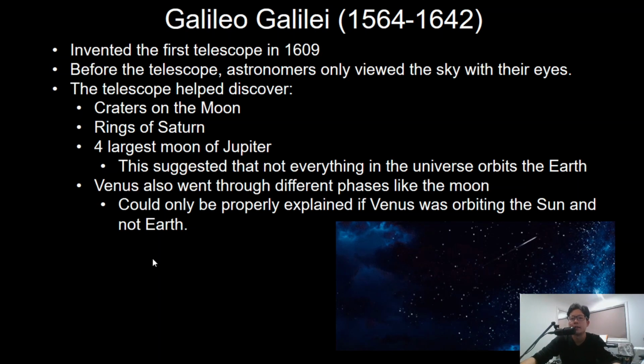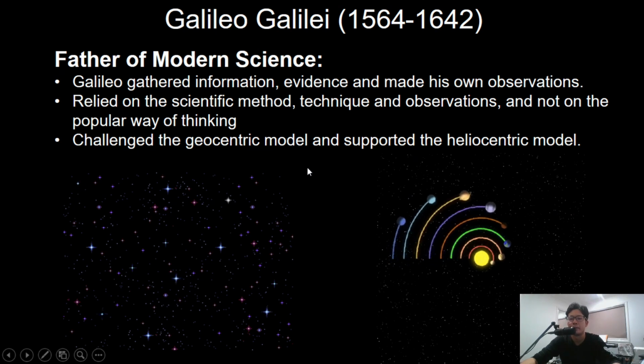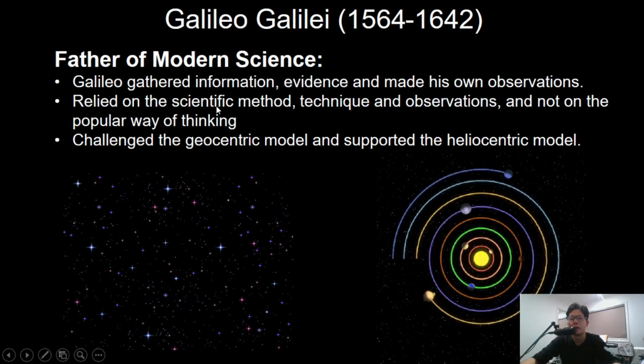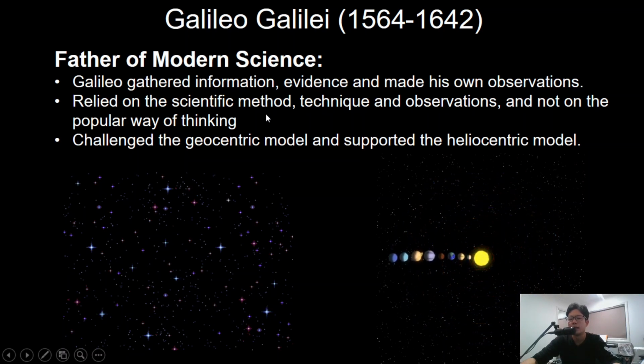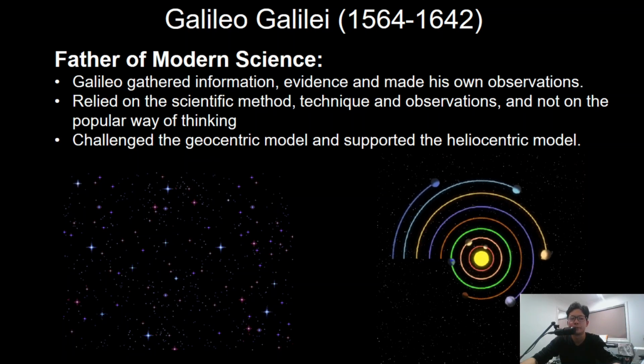So other than the invention of the telescope, Galileo is also famous for being known as the father of modern science. This is because he gathered his own information, evidence, and made his own observations. He also relied on the scientific method, technique, and observations, and not simply on the popular way of thinking. This led him to challenge the geocentric model and ultimately support the heliocentric model.